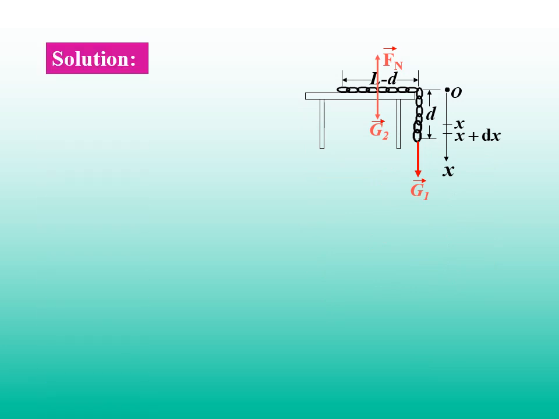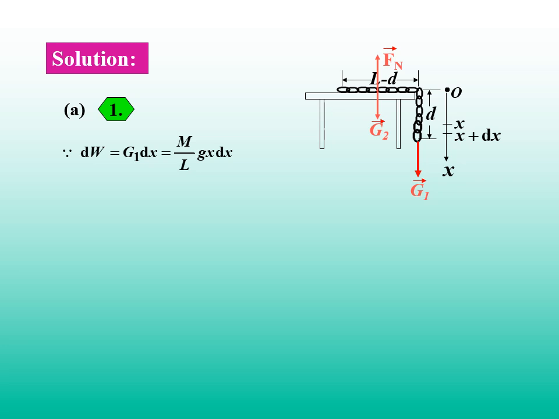First of all, we make an analysis of the forces exerted on the chain. We consider the segment hanging over the table edge and the segment remaining on the top of the table, respectively. The gravitational force G2 is balanced by the normal force Fn. It is the gravitational force G1 that makes the chain fall from the table. And G1 is not a constant force. It changes in the falling process.